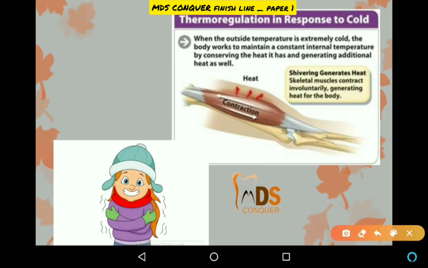You can see here this shivering generates heat from the skeletal muscle as it contracts involuntarily.